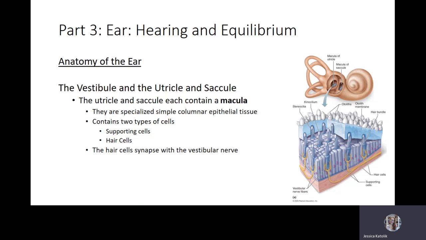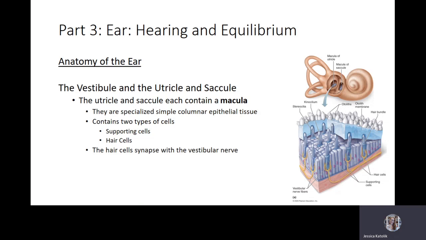Within the utricle and saccule, we're going to have a special structure called the macula. This is going to be the macula. It will be located here and here. And the macula is going to have the hair cells that are going to detect that tilting of the head or the linear acceleration.